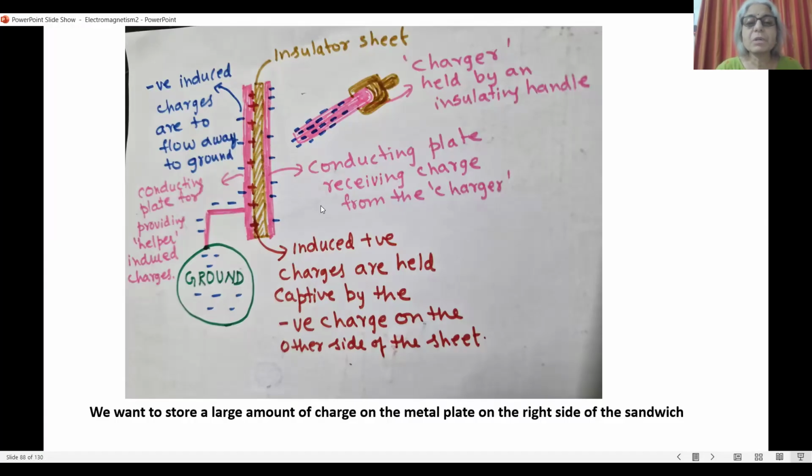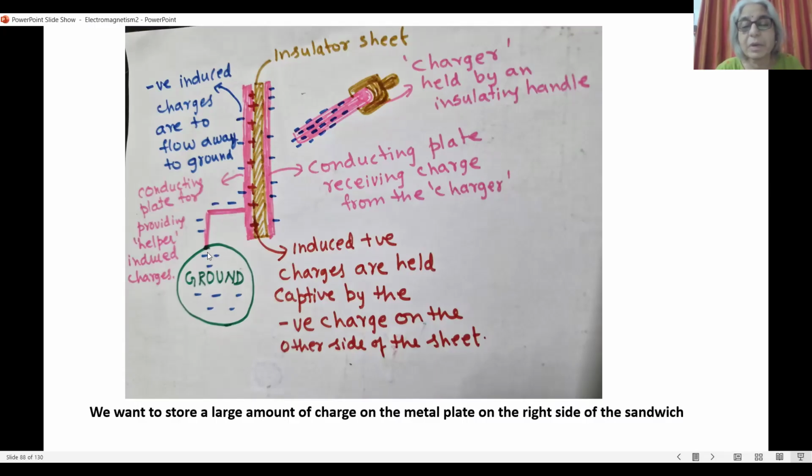We can also store positive charge. We can bring in a lot of positive charge little by little and store it on this right side plate, in which case the charge separation will operate in the opposite way. The negative charges will stick here and the positive charges will move away, and those positive charges will get cancelled because the negative charges will flow in.